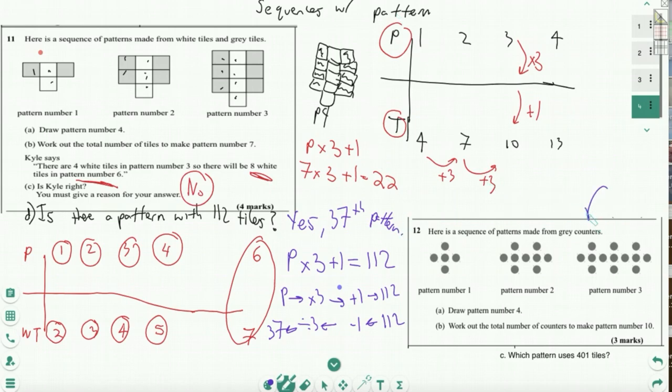So you can try these problems below here, guys. A, B, and C.